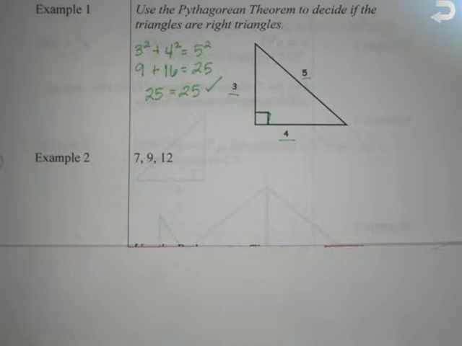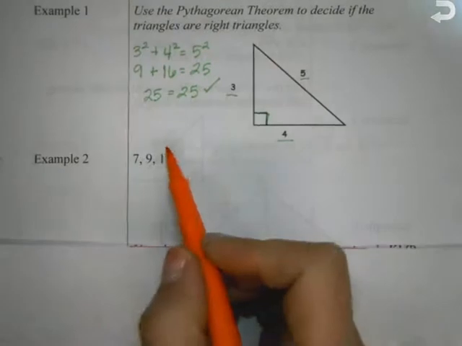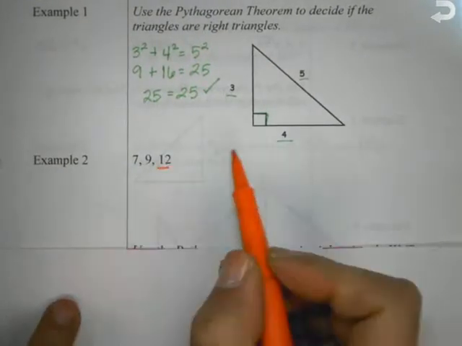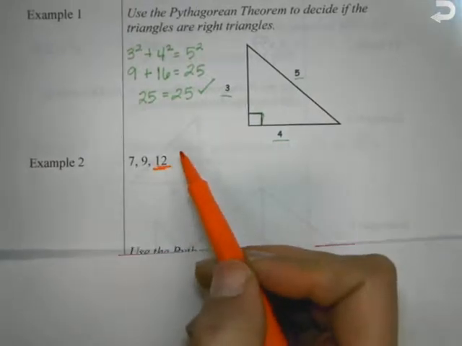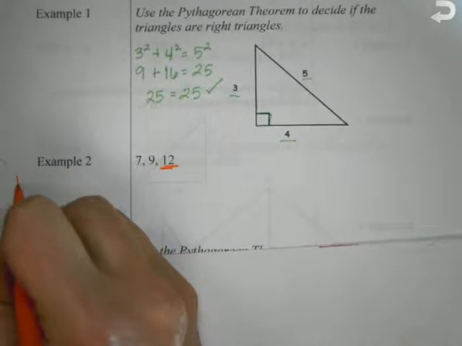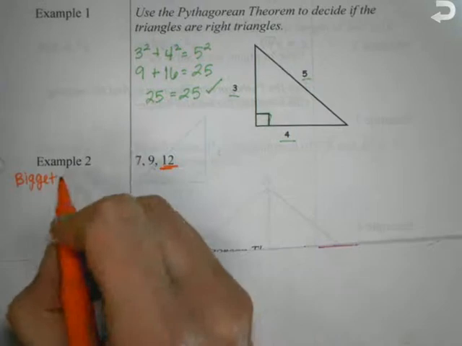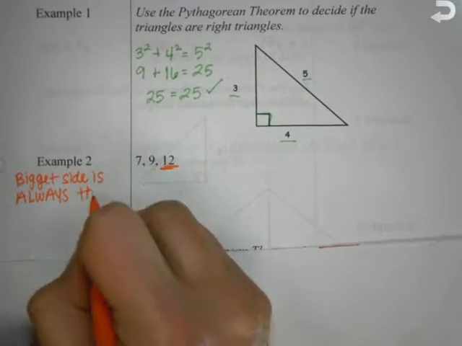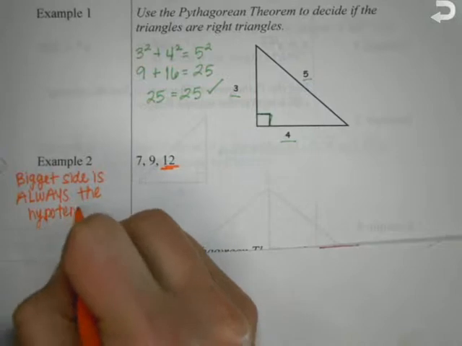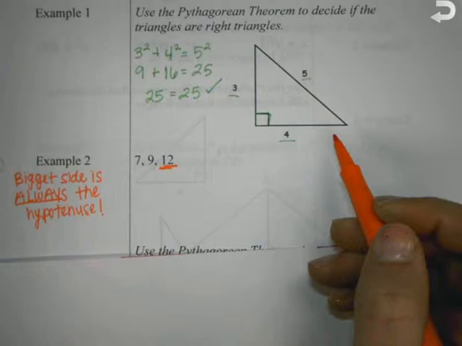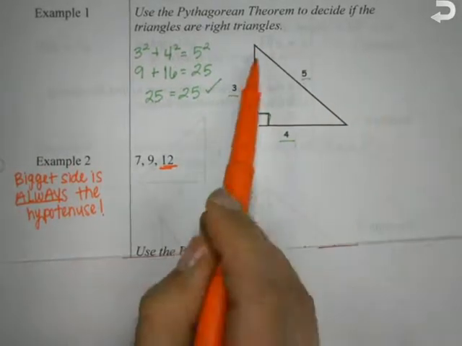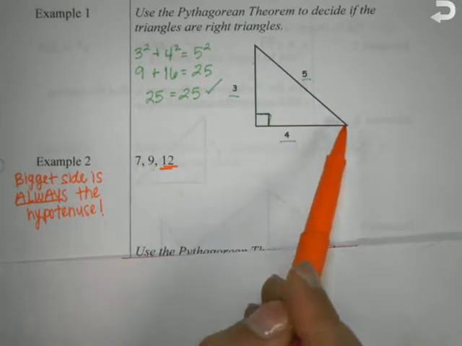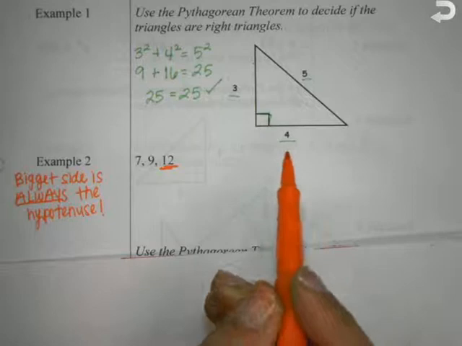How do I know which one is which? Did you guys notice anything about the triangles we've been working with so far, about the hypotenuse? The bigger number is always the hypotenuse. So whenever we have just 3 numbers, that bigger number is always your hypotenuse. Let's write a note there. Biggest side is always the hypotenuse. The longest side is always the hypotenuse, because let's think about it. If this is 3 and this is 4, it takes a lot longer to get from this corner to this corner, right? There's no right triangle that you could make that has a shorter hypotenuse.